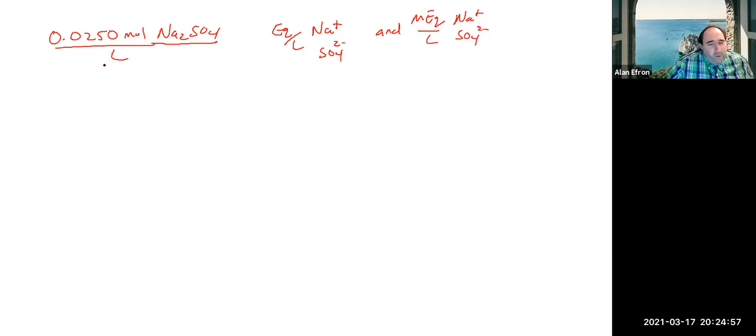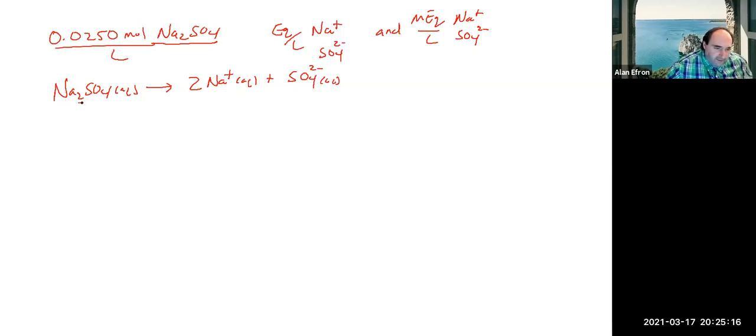So when we look at something like sodium sulfate, it is going to break apart into 2 sodium ions and 1 sulfate ion, right? And that's basically what the formula means. That's what the 2 means. There's 2 of these sodium ions, and there's basically 1 of these sulfate ions that are present.